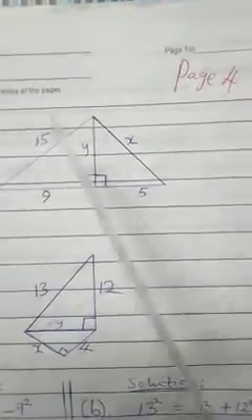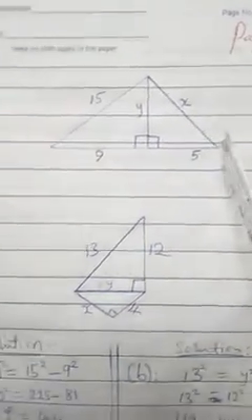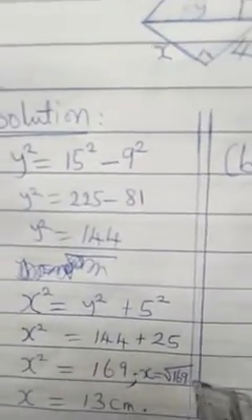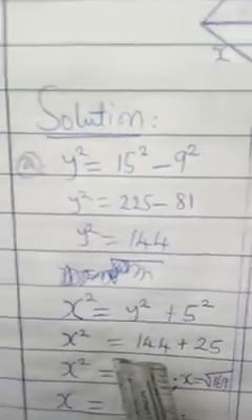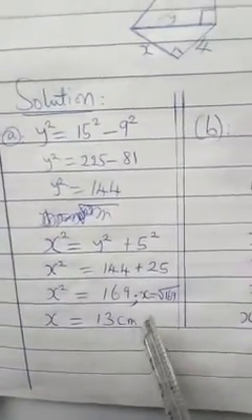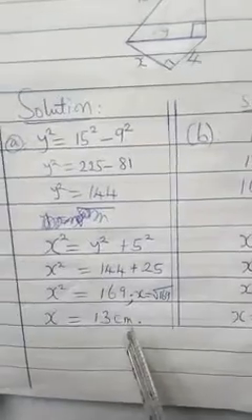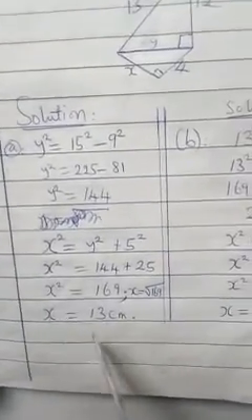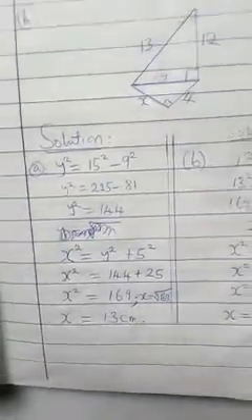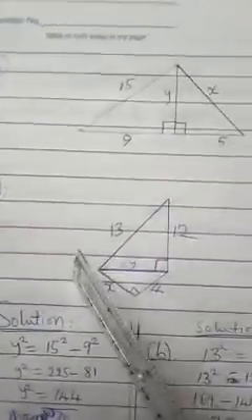So to get our x, x square is equal to y square plus 5 square. While y square we calculated to be 144, x square will be equal to 144 plus 25, which will give you 169. So to get x, we'll take the square root of both sides, which is x equals the square root of 169, and that will give you 13.